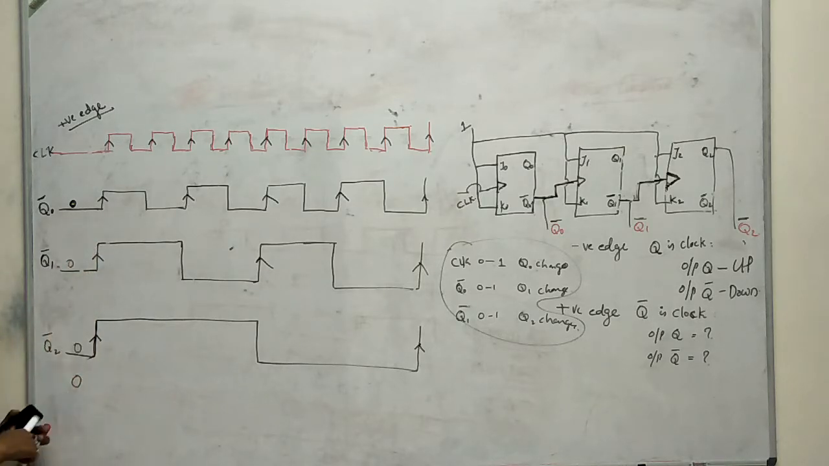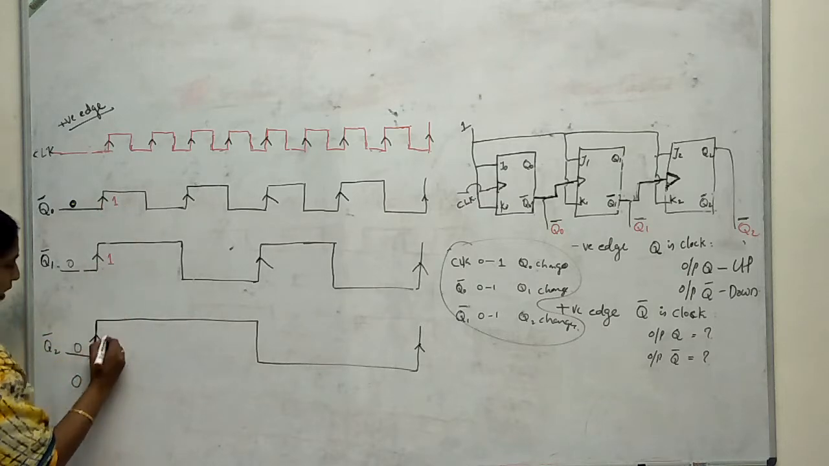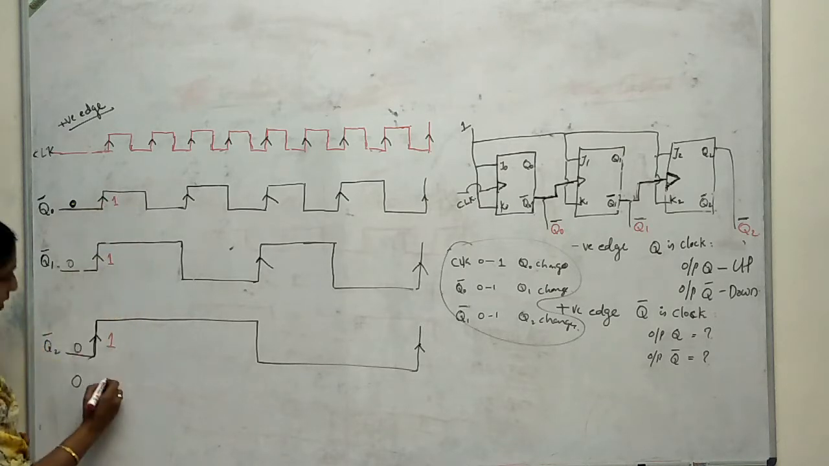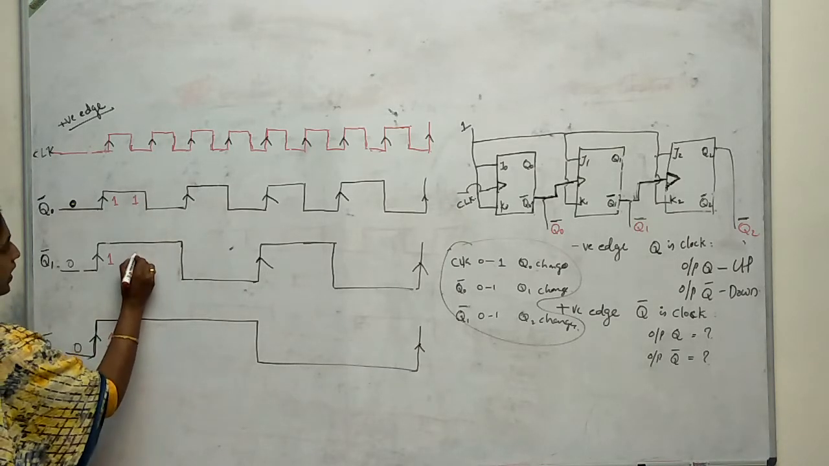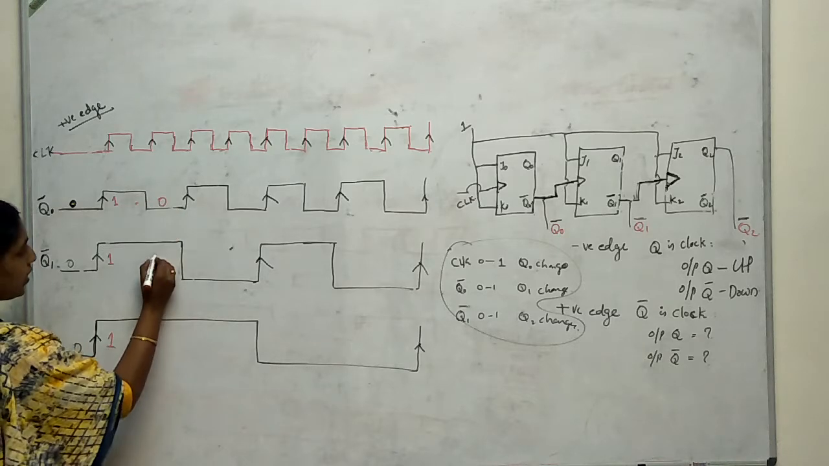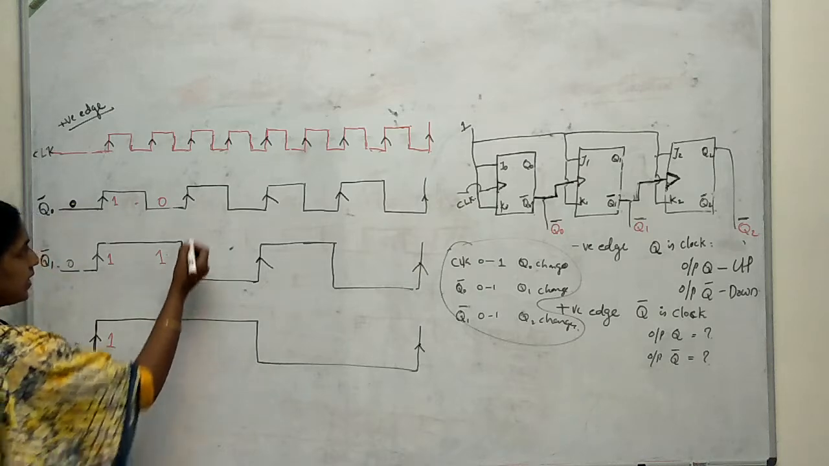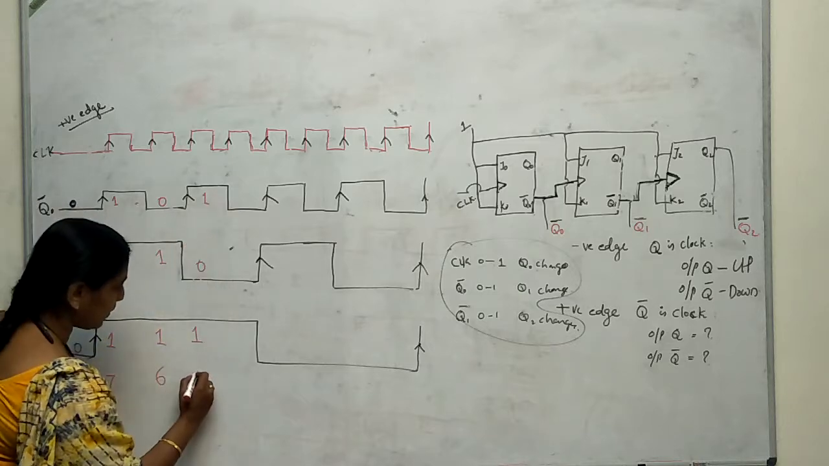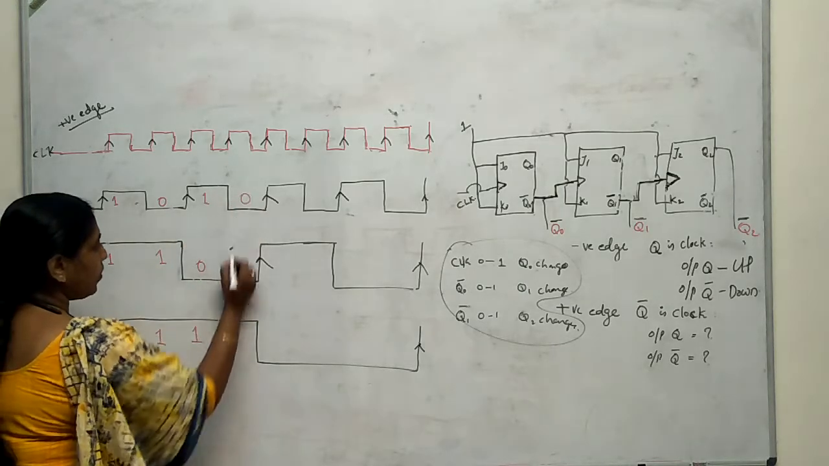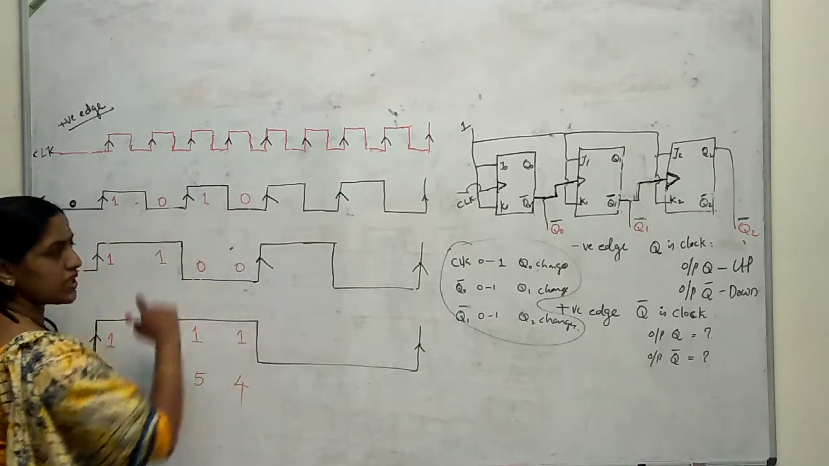In the next cycle, Q0 bar is 1, this is 1, and this is also 1. What is 1, 1, 1? This is nothing but 7. Next, here it is 1, here it is 0, here it is 1, here also 1. What is this? 1, 1, 0 is nothing but 6. Here it is 1, this is 0, this is 1. So 1, 0, 1 is 5. Here it is 0, this is 0, this is 1. 1, 0, 0 is 4.